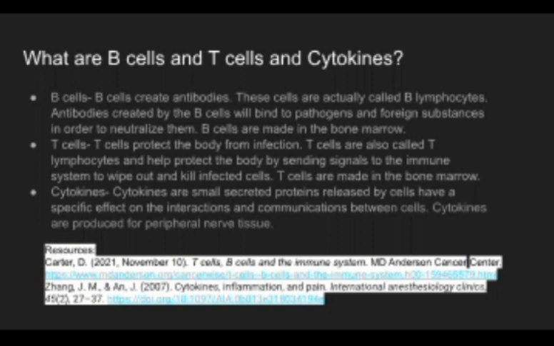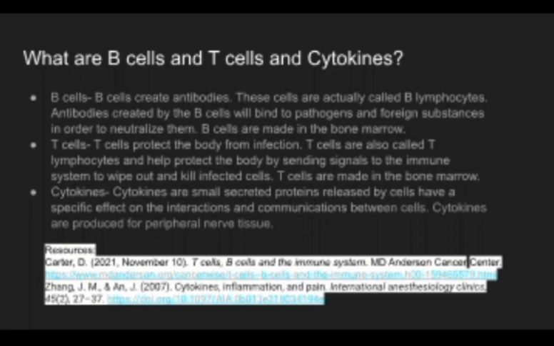B cells create antibodies. These are called B cell lymphocytes. Antibodies created by the B cells will bind to the pathogens and foreign substances to neutralize them. B cells are made in bone marrow.